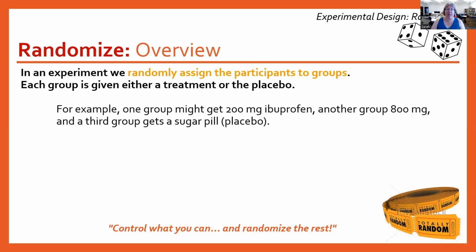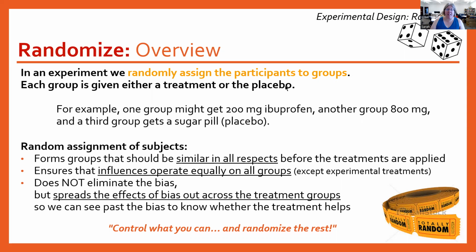So for example, we could give one group a 200 milligram ibuprofen, another group an 800 milligram ibuprofen, and then the third group, rather than give them nothing, we're going to give them a sugar pill. So a fake pill, and that's known as a placebo. We're going to talk about that in just a little bit.